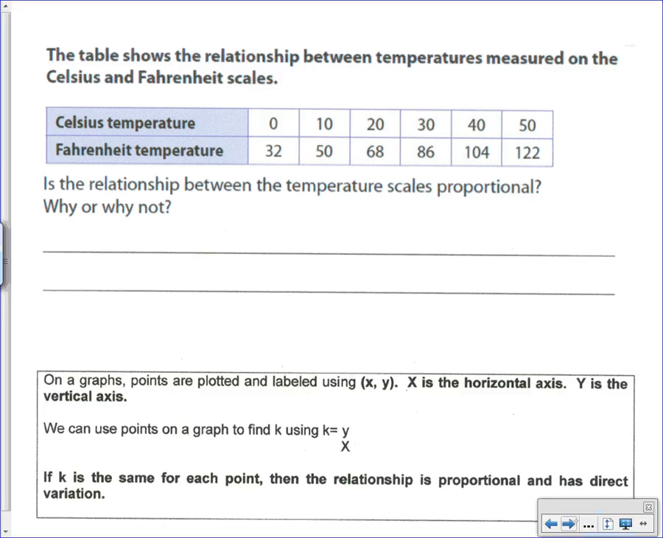All right. Next table. The table shows the relationship between temperatures measured on the Celsius and Fahrenheit scales. Is the relationship between the temperature scales proportional? Why or why not? So now it's given us all the numbers and it wants us to see if it's proportional or not.